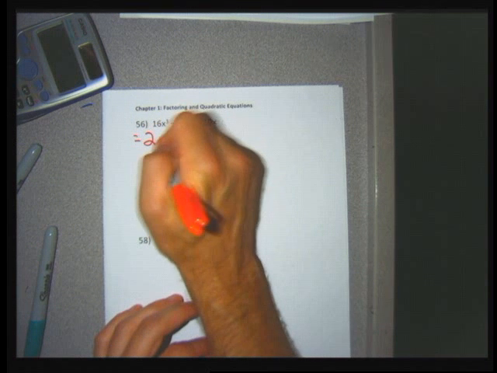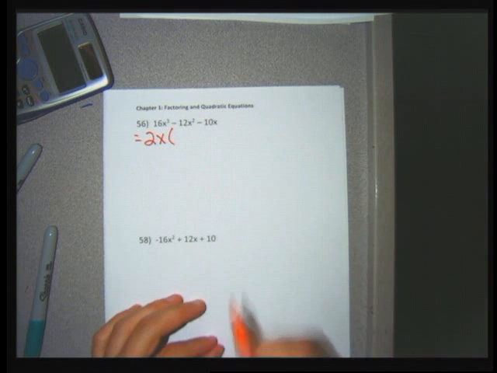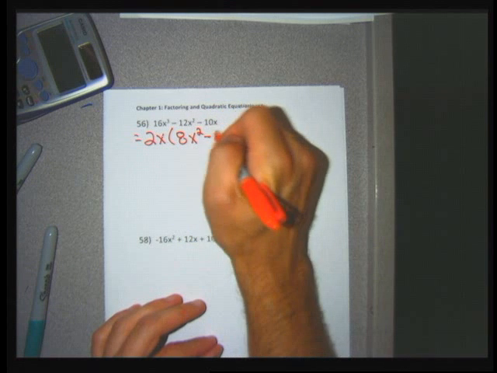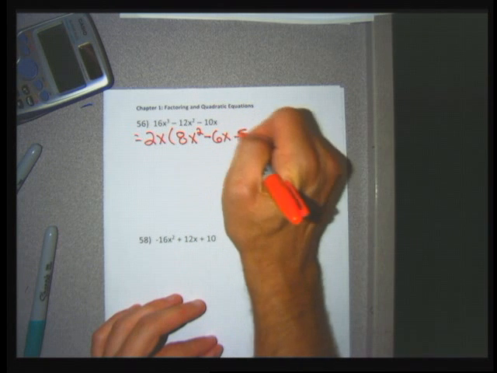56, common factor of an x and a 2. I'm going to factor out a 2x. I'm going to take an x away, divide all the numbers by 2. I'm going to get 8x squared minus 6x minus 5.